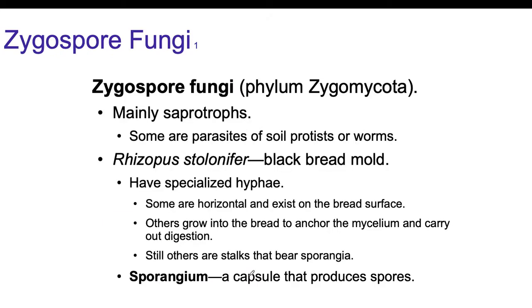So there's three types of fungi. The first one are the zygospore fungi, the phylum Zygomycota. These are saprotrophs, which means they are parasites, which will eat on produce and soil produce and worms. The one I'm going to focus on is your black bread mold, the one we've all seen if you leave your bread out too long. So Rhizopus stolonifer. It has several different structures I'm going to point out to you. The hyphae and the sporangium are going to be the main ones.